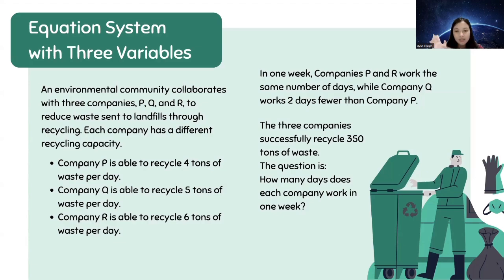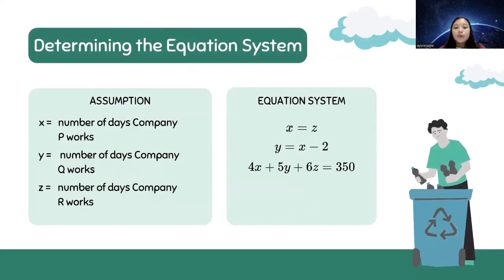Students, this problem is more challenging because it involves 3 variables. But don't worry, the solving process is still similar to the previous example. Just follow the steps carefully. Now, we define the variables. X is the number of days company P works. Y is the number of days company Q works. And the last one, Z is the number of days company R works.